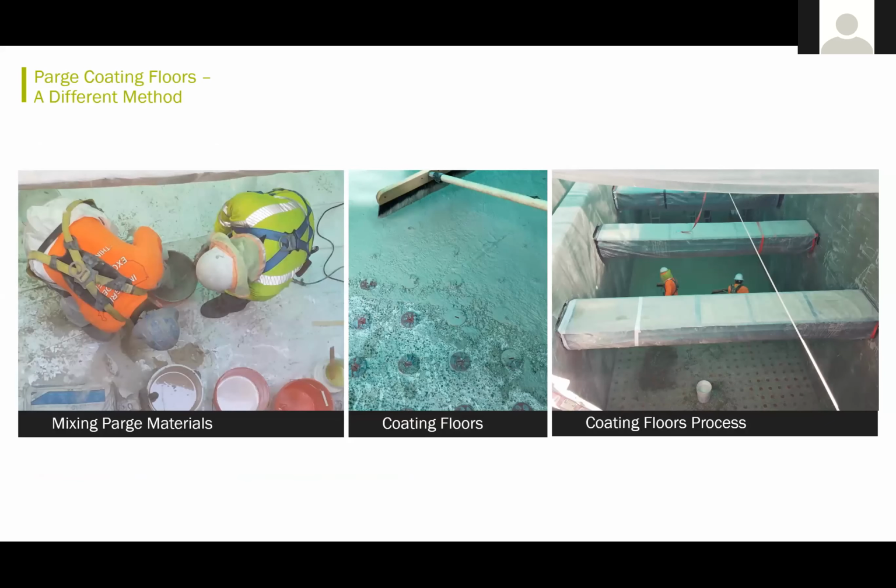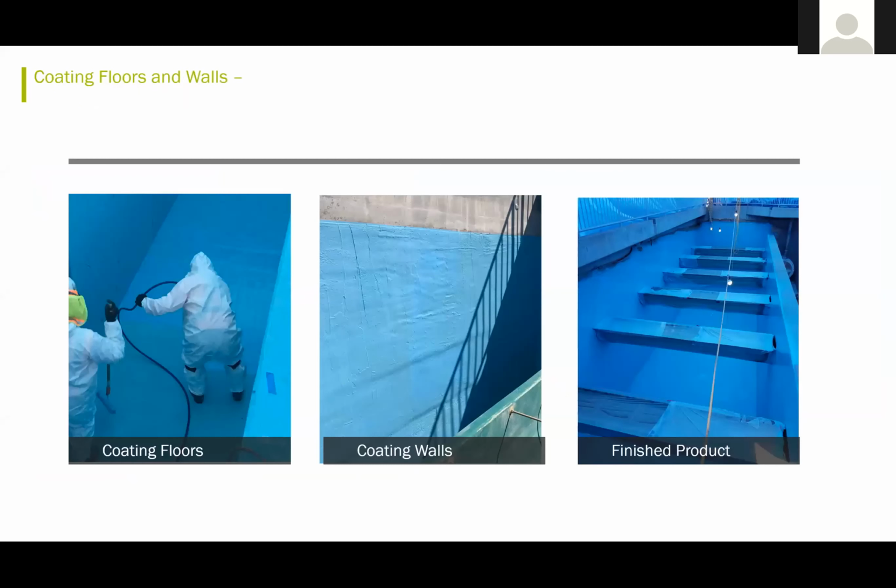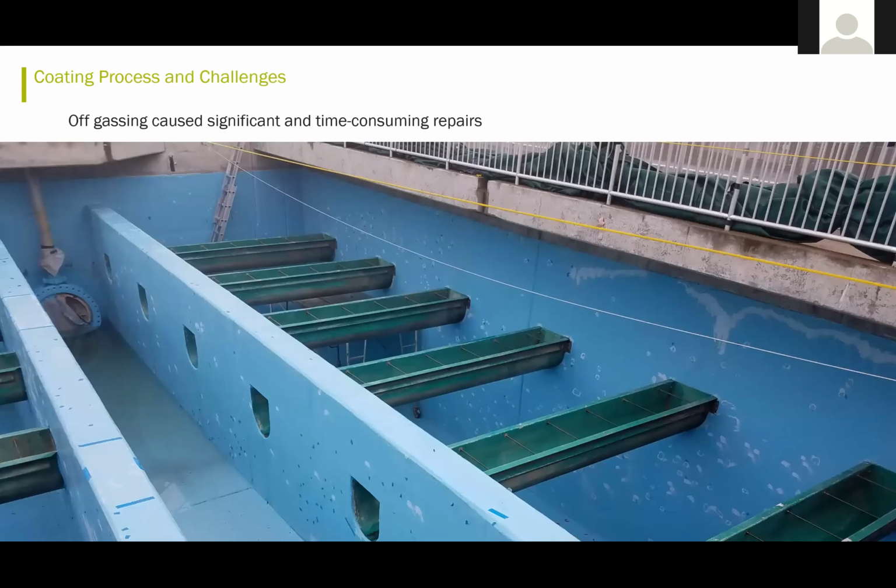So they used several different methods for applying the parge coating, and then sprayed on the plural component epoxy. And as you can see from this photo, they had significant problems with off-gassing, creating a large number of holidays in the coating, which the contractor had to go back in and repair, which is quite time consuming.